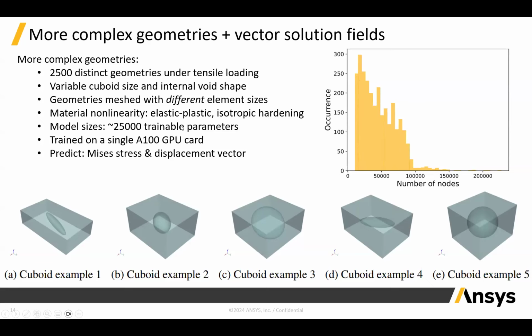Again, we're dealing with elastic-plastic isotropic hardening for material nonlinearity. Our baseline models still have just about 25,000 trainable parameters, and we still train them on a single A100 GPU card. In the first use case, we were just predicting the stress, so it was really a scalar prediction. In this case, we're predicting a vector field: both the Mises stress and the displacement vector in 3D. So we're predicting four different variables on each node, and rendering them simultaneously. We deform the mesh according to the predicted displacement and contour plot the Mises stress.